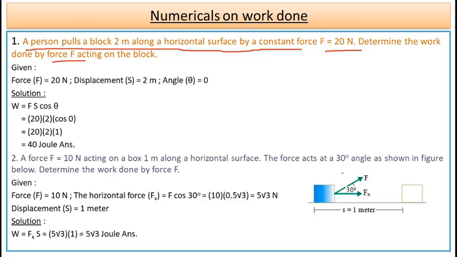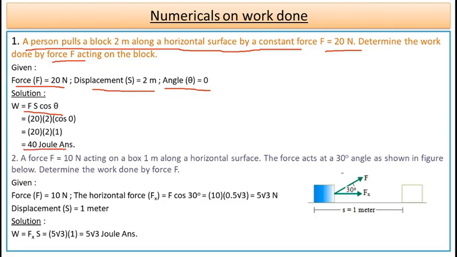So what are the things given to us? We have the force as 20 Newton, the displacement made by the body as 2 meter, and the angle is given as 0 degree. Why have I taken the angle as 0 degree? Because nothing is mentioned in the question about the force and the displacement being in different directions, so we will take both in the same direction. When we place the quantities in the formula, we get 40 joule.